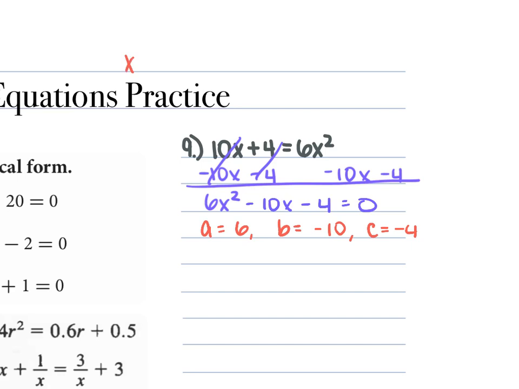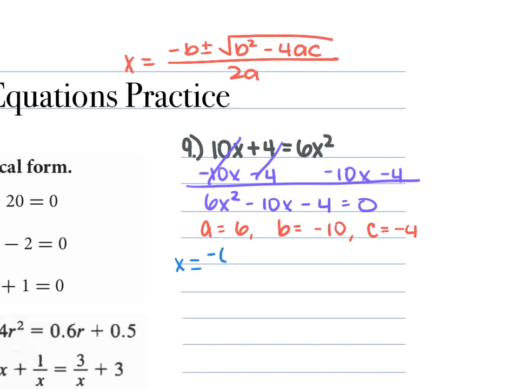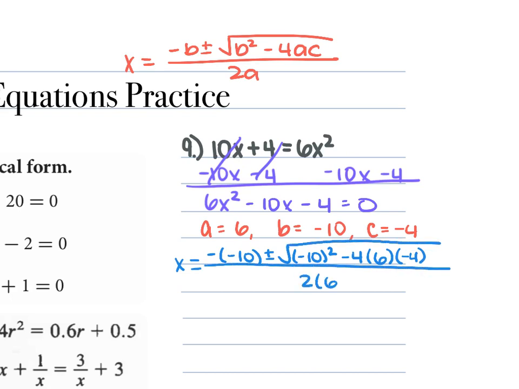Remember, you're using x is equal to negative b plus or minus the square root of b squared minus 4 times A times C all over 2 times A. So plugging this in, we have x is equal to a negative times negative 10 plus or minus the square root of negative 10 squared minus 4 times 6 times negative 4 all over 2 times 6.